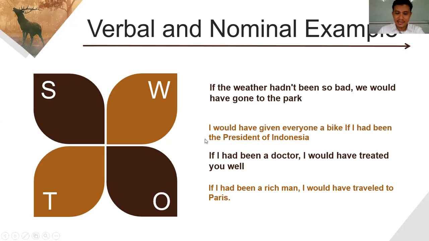The next example: I would have given everyone a bike if I had been a president of Indonesia. What is the fact? The fact is, I didn't give everyone a bike because I was not a president. Who is the president? Mr. Jokowi. If I had been a doctor, I would have treated you well.